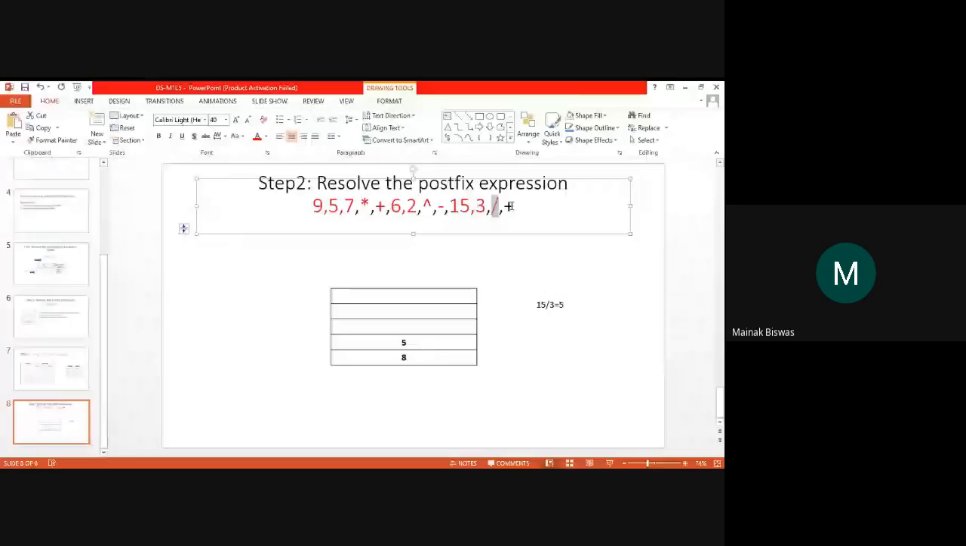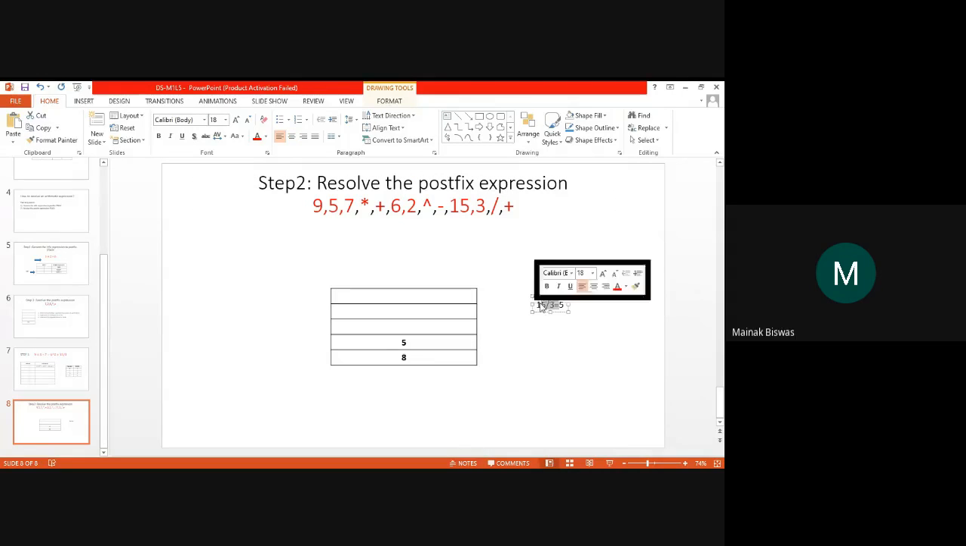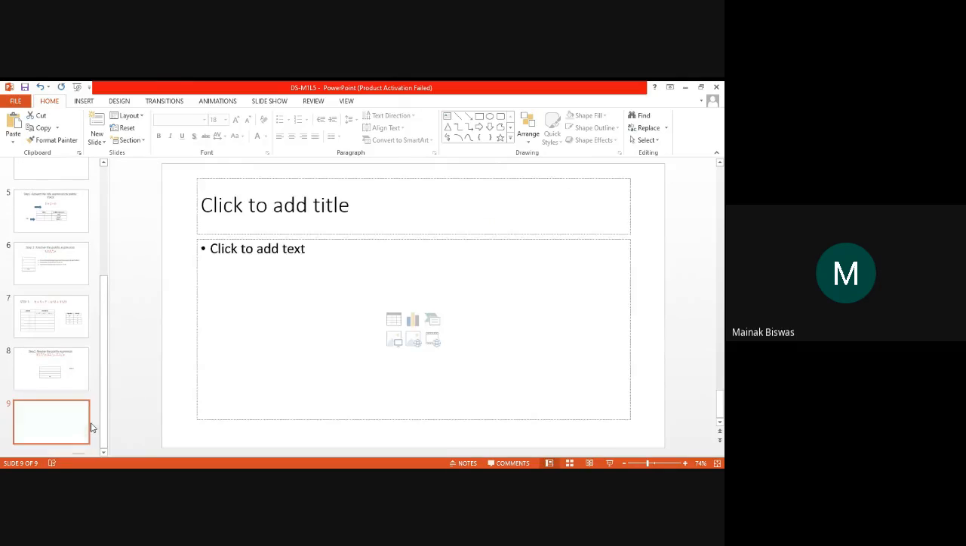Okay. Now there is the addition operation last. So again 8 and 5 are popped out. So 8 plus 5 is equal to 13. So the result is 13. Okay, so any problem in understanding? Any question? So your assignment today is just take a snapshot of your test.